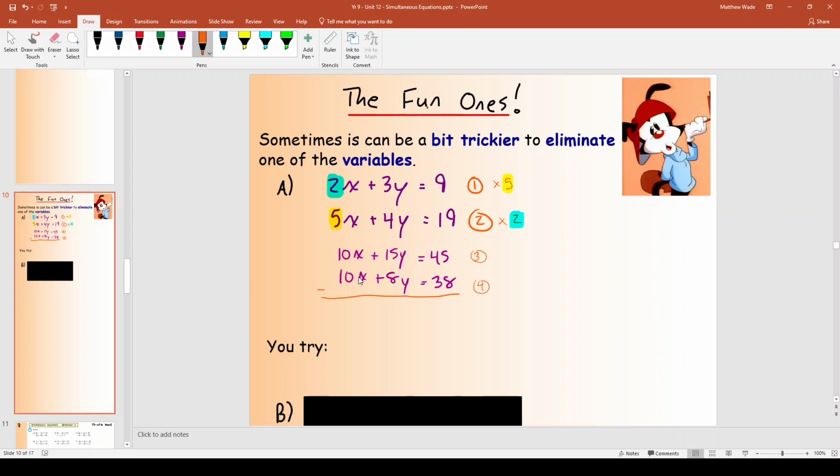10x take away 10x, well that's nothing, that's naught. Ready? 15y, take positive 8y. 15y take 8y is just going to be positive 7y. Now the final thing, 45 take 38 is going to actually equal, I hope it's 7. It is 7, that's brilliant. Which means 7y is equal to 7, which means y is 1, like a boss. Cool beans, it's working the same as it did before.